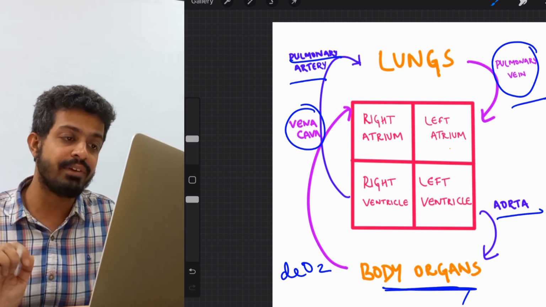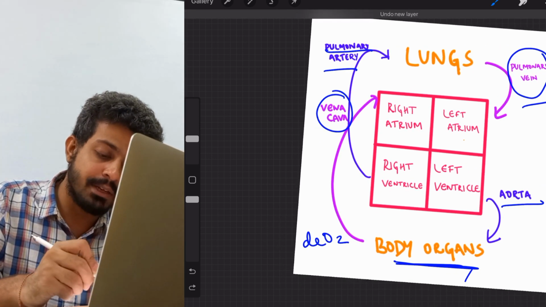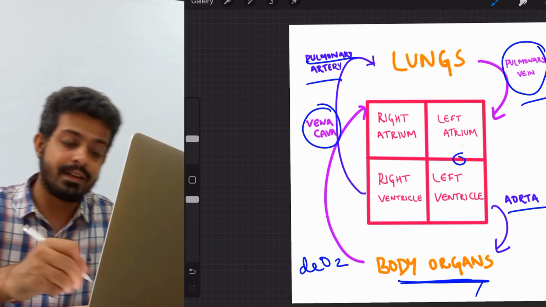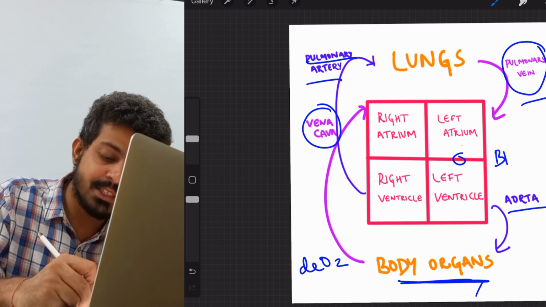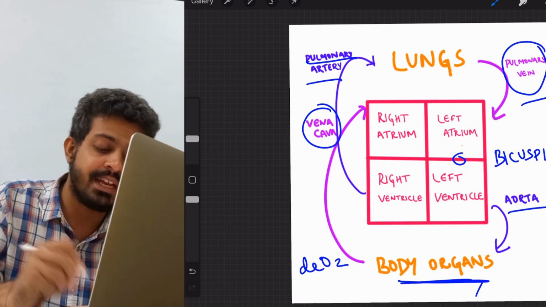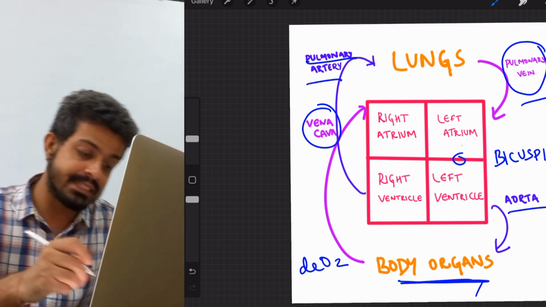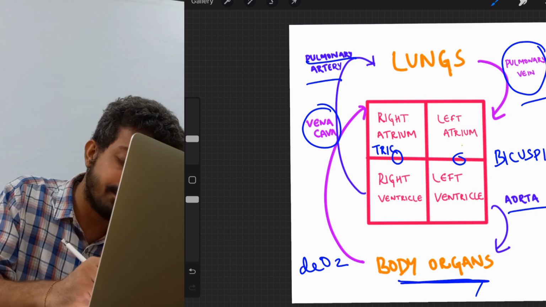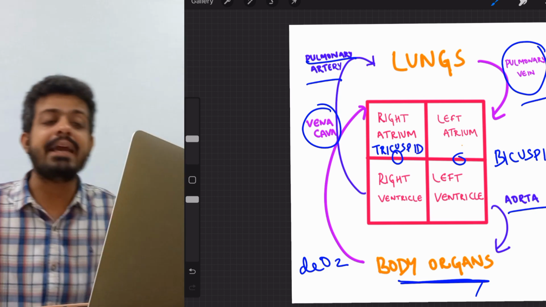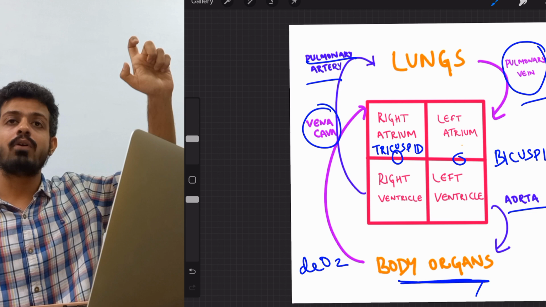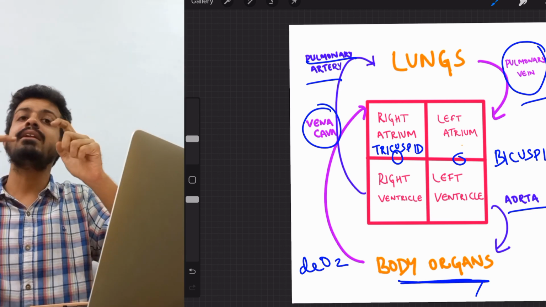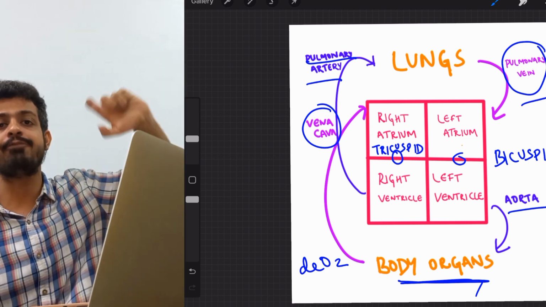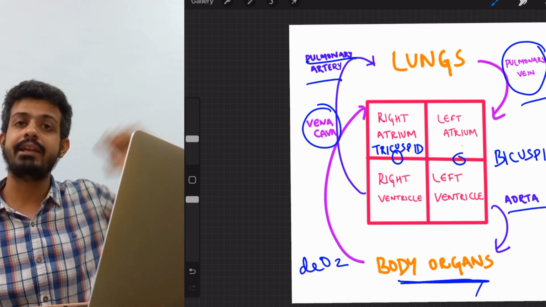And what are the valves which prevent the backflow? Between the left atrium and the left ventricle, it is the bicuspid valve. There is a tricuspid valve which is present between the right atrium and the right ventricle. So the bicuspid valve prevents the backward flow of the blood from the left ventricle to the left atrium, and the tricuspid valve prevents the backflow of the blood from right ventricle to right atrium.